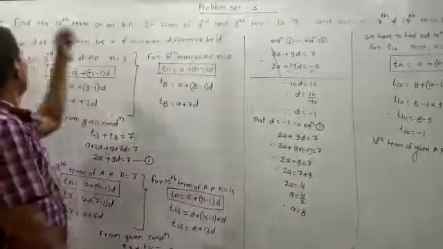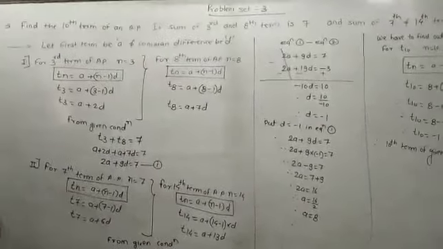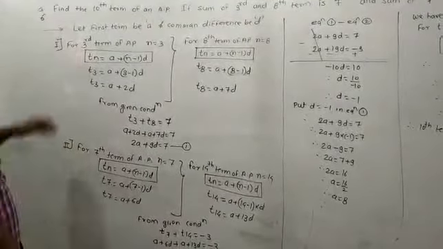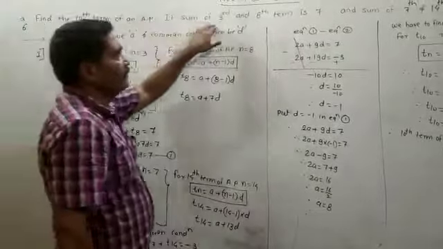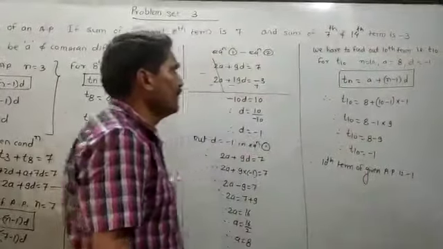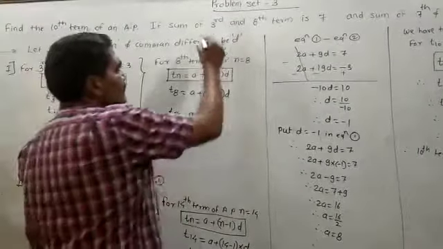Problem set 3, question number 6. Find the 10th term of the AP if the sum of the third and the 8th term is 7 and the sum of the 7th and 14th term is minus 3. You have to find out the 10th term, but this condition is given.